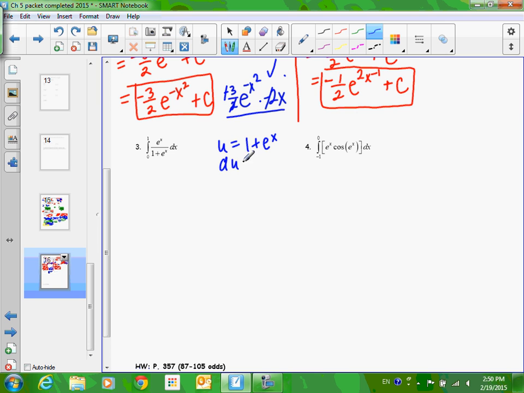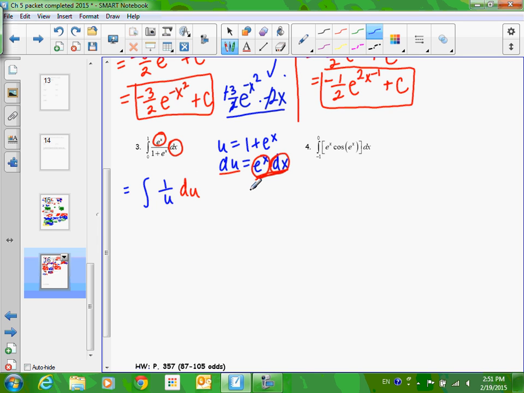Okay, so du. Well, remember, derivative of 1 is 0. Derivative of e to the x is just e to the x. And then dx. And so we'll get to the bounds here in just a second. But look what happens here. Your u is in the denominator, so that becomes 1 over u. The e to the x, that's up here, that's taken care of right here. It's a total matchup. e to the x and dx get taken out, and they get replaced with du.